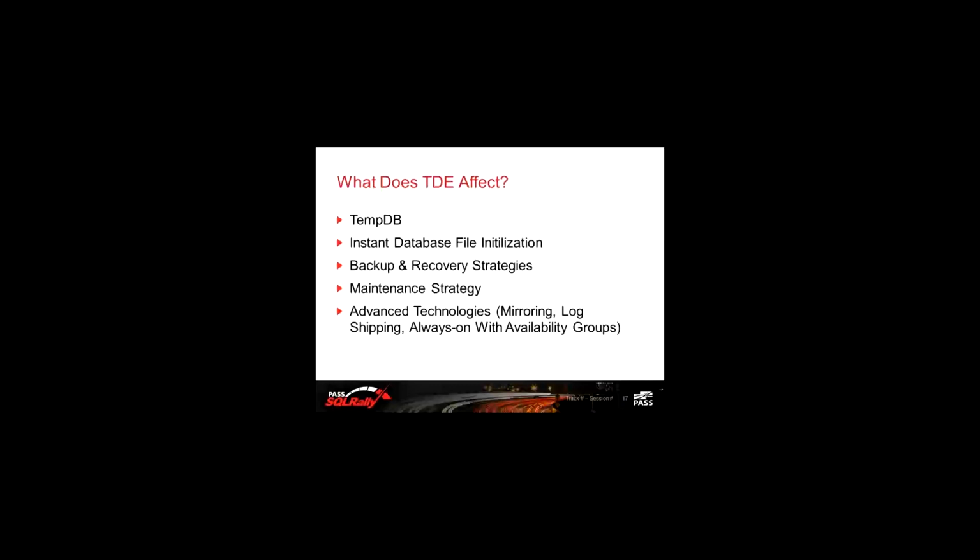Advanced technologies: mirroring, log shipping, Always On with availability groups. Anything that uses a restoring state database will have to have a certificate on both instances. If you do mirroring, you need to make sure that your mirror and your principal have the same certificate. Availability groups, your primary and your secondaries. If you use log shipping, your primary and your secondary nodes as well. You need to make sure that they have the same certificates there for you to be able to use backup and restore technologies.